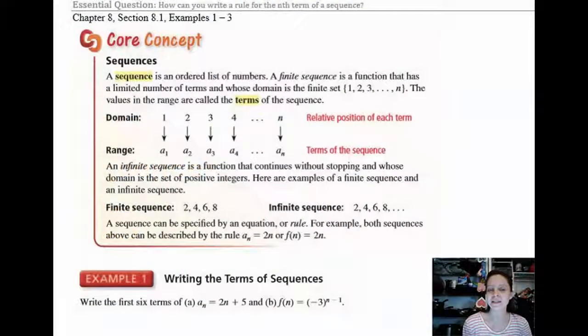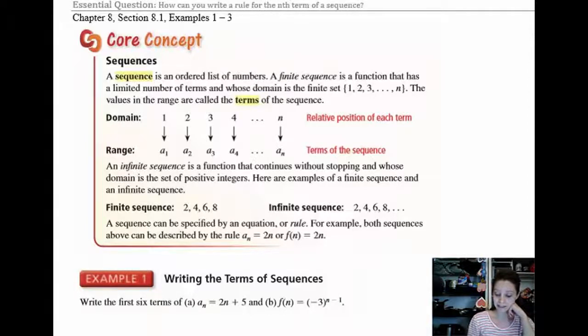A sequence is an ordered list of numbers. A finite sequence is a function that has a limited number of terms and whose domain is a finite set. The values in the range are called the terms of the sequence. An infinite sequence is a function that continues without stopping and whose domain is the set of positive integers. Here are examples of a finite sequence and an infinite sequence.